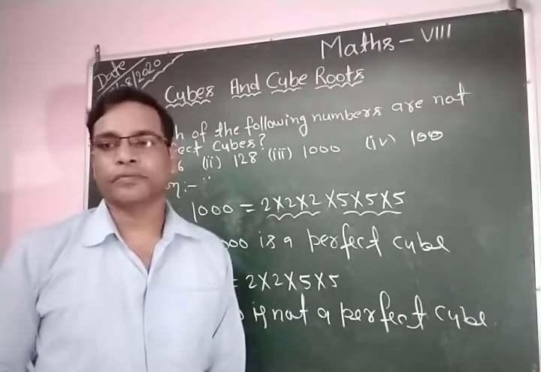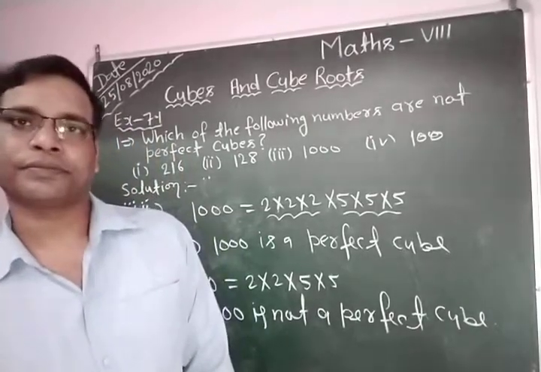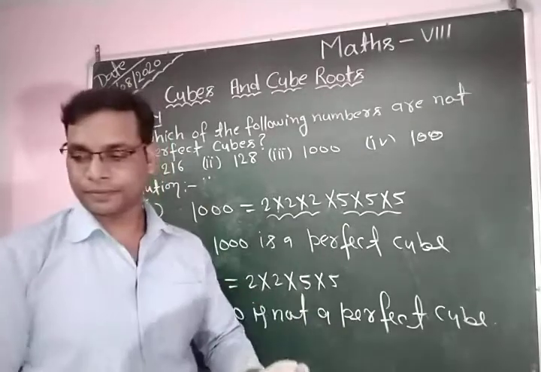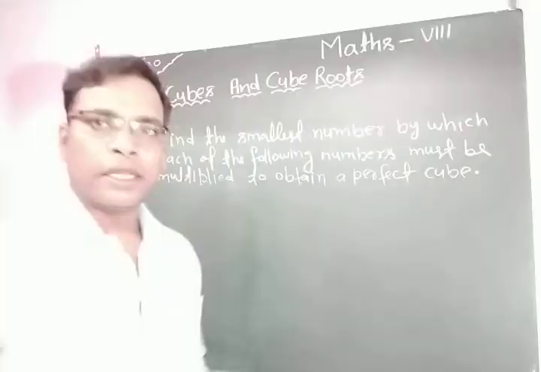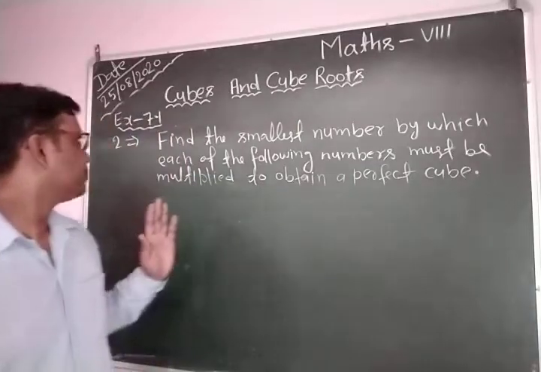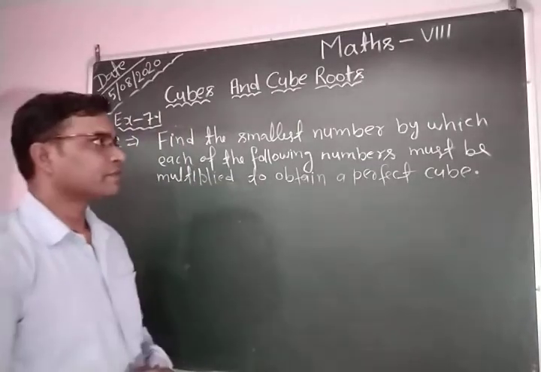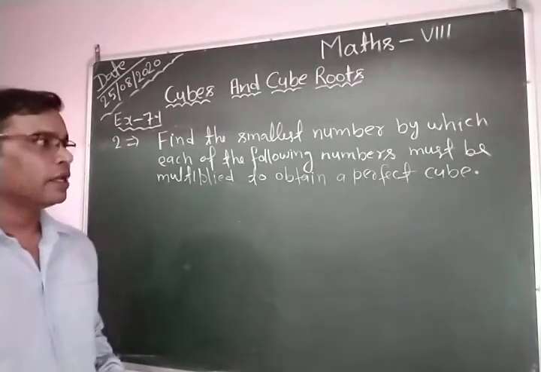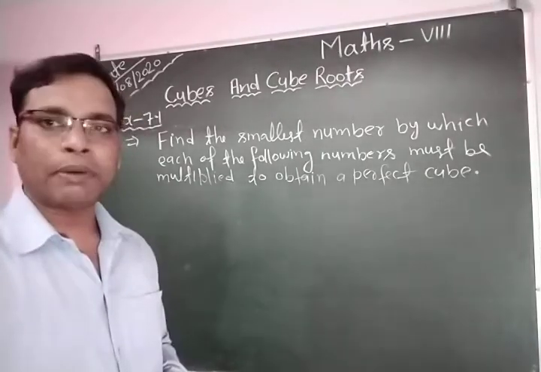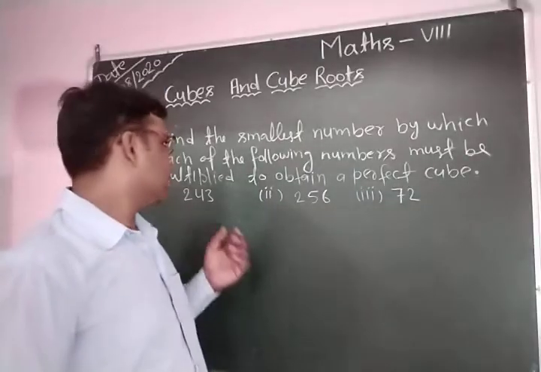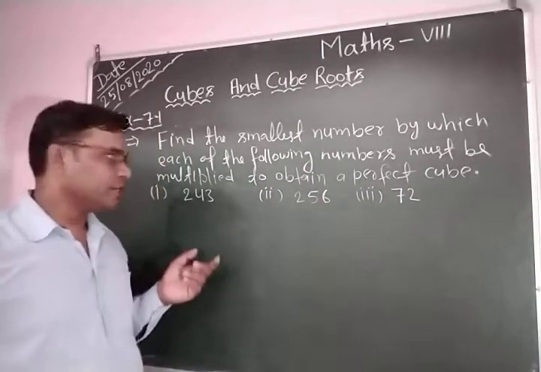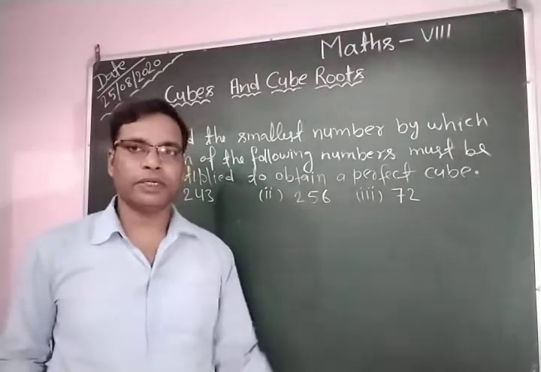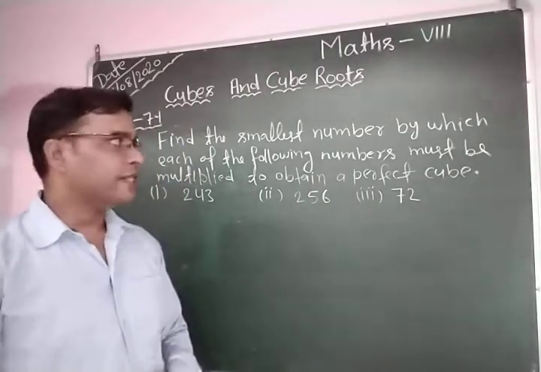Okay, now the next question is question number 2 of this exercise. This is question number 2. Find the smallest number by which each of the following numbers must be multiplied to obtain a perfect cube. The first part of question number 2 is 243, then 256 and 72. Okay, so we need to find the smallest numbers.